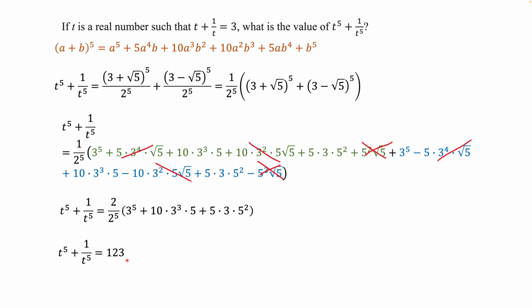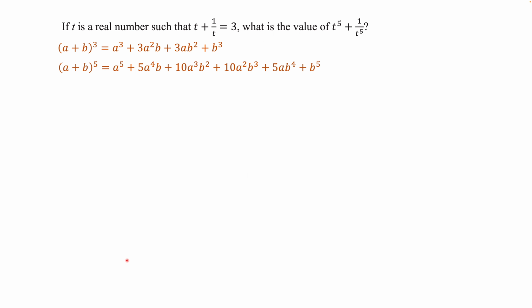Now, let me show a different way to get the same answer. Okay? For that answer, we will not need to find t. We will not be solving a quadratic equation here, but we do need these two formulas. We need a plus b to the 3rd power and a plus b to the 5th power. Okay?